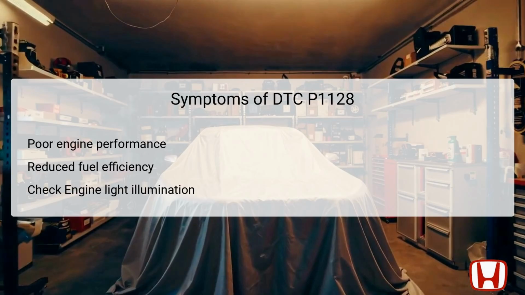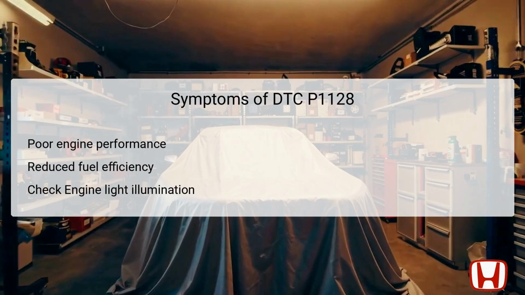Symptoms indicative of DTC P1128 primarily include poor engine performance, where the vehicle may struggle during acceleration or appear to lack power. This performance issue often leads to reduced fuel efficiency, as the engine management system struggles to optimize air-fuel mixtures without accurate MAP readings.